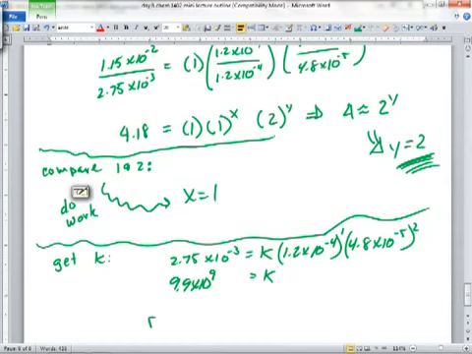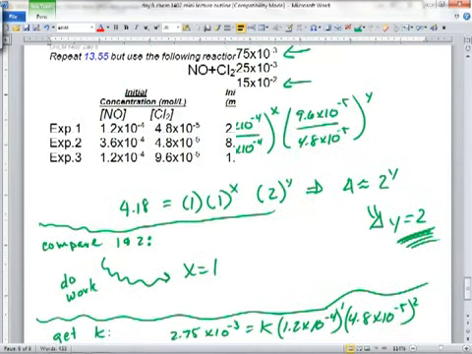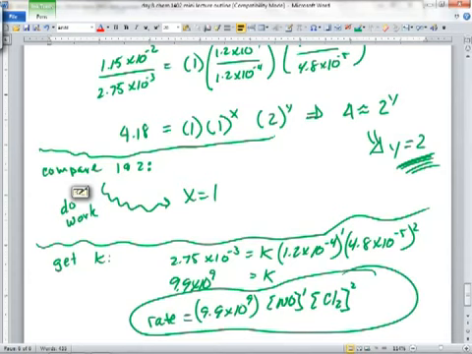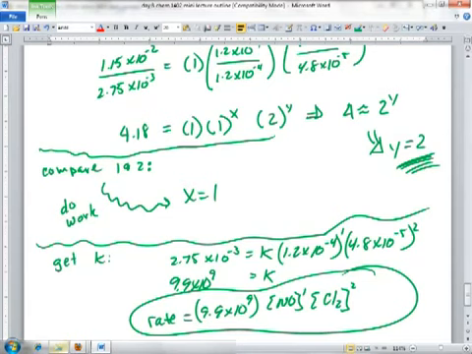So then you can finally write rate, what was it? NO and then Cl2. Okay, so yeah, your K is huge in this question. Okay, let me show you. So there's our final answer.